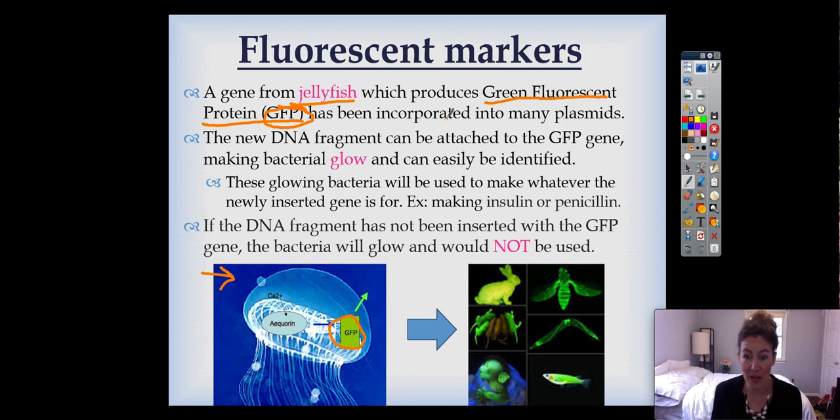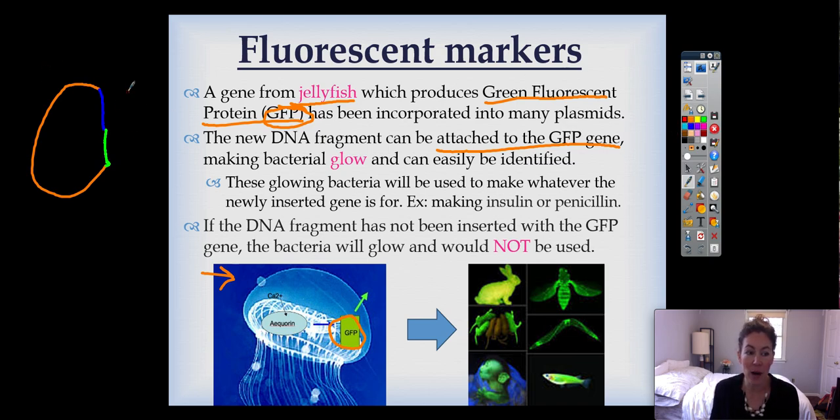Scientists use it all the time. They incorporate it into plasmids. This new DNA fragment, the GFP, the new DNA fragment that you want to insert into the plasmid, you attach it to the GFP gene. Let's see what it looks like. Here's our plasmid. Let's say, here's the new gene we want to insert. We would also attach the green fluorescent protein gene to it.